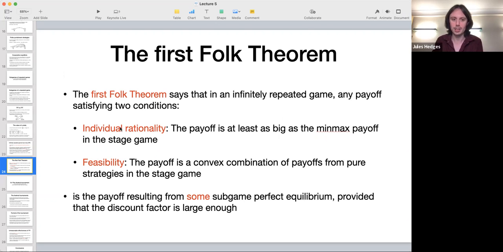One is called individual rationality, which says that for each player, the payoff in question, that's the one that we're trying to say results from some subgame perfect equilibrium, must for each player be at least as big as their min-max payoff in the stage game. If it's not, then the player would rather play their min-max strategy. And the other is called feasibility, which is kind of straightforward. It says that the payoff has to be a convex combination of payoffs in the stage game that you can get from pure strategies. Otherwise there is no possible strategy profile that will reach it.